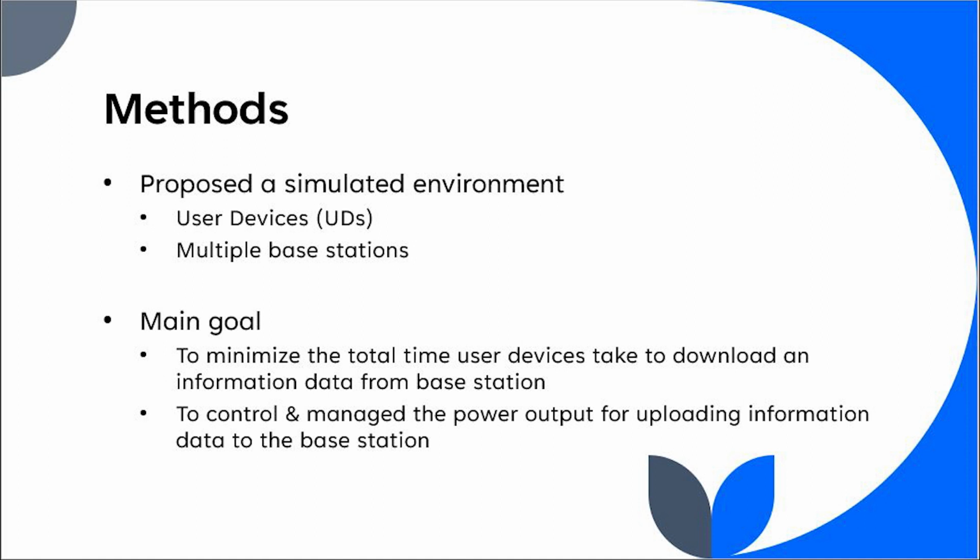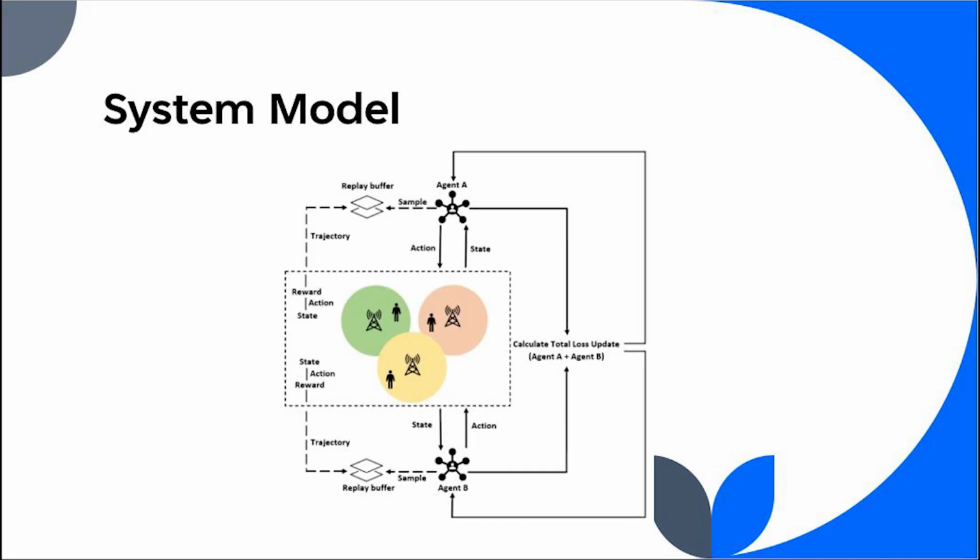The user devices can download from the base stations or upload information data to the base stations. The users in our simulated environment are constantly moving. The main goal of our work is to minimize the total time UDs take to download and upload information data from the base station's wireless communications, and to control and manage the power output for uploading information data to the base station. There are three base stations that have channels allocated to three user devices, UDs.